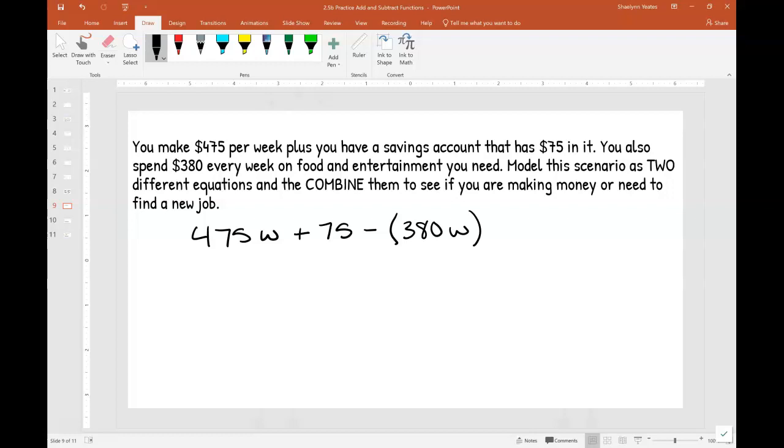Okay, model this scenario as two different equations. So this is the money I get in, money plus, and this is my money minus function. I'm going to make the plus sign a little smaller and the minus sign a little smaller. So money plus of week and money minus of week. There's my two functions. We're going to combine them by doing subtraction, right? So we need to see if we're making money. If we're not making money, we need a new job.